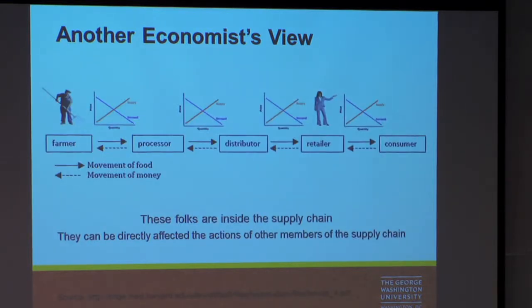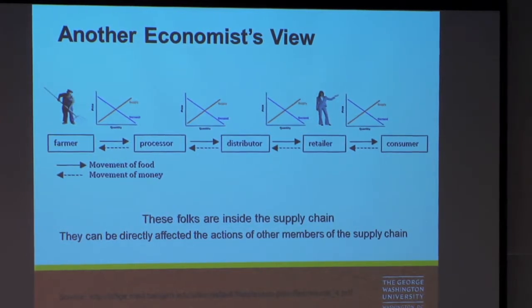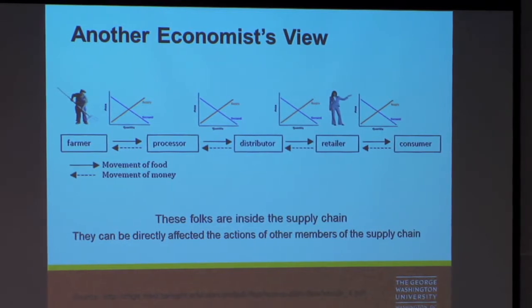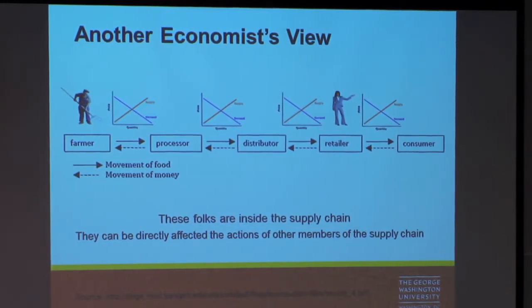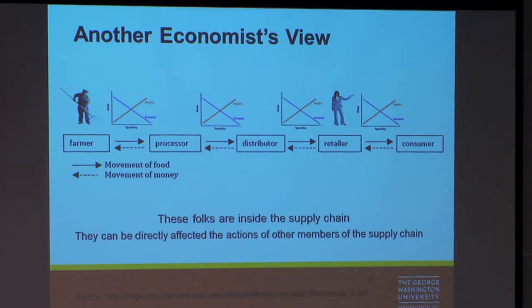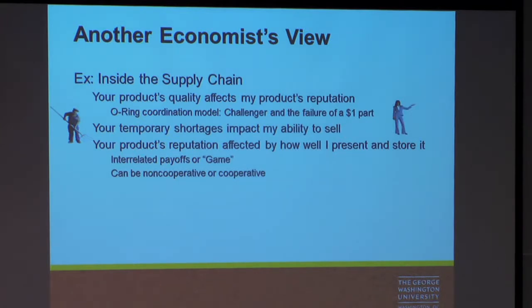So here's the second type of externality. I've talked about externalities affecting people outside the chain. You can also have one participant in the chain affecting another participant. Okay? So in this case, a farmer and a retailer can directly impact one another. Examples. Your product's quality can affect my firm, my product's reputation. This is a big issue.